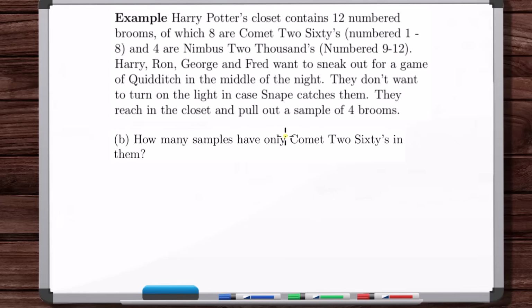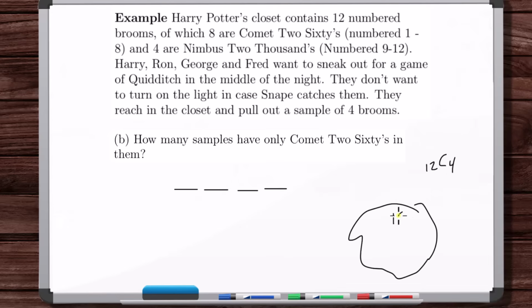How many samples have only Comet 260s in them? So we've got 12 choose 4 as the total number of samples. How many have only Comet 260s? We're choosing from this group of 12, right? And they're saying of all of these 12 choose 4, how many are only these Comet 260s? So the way we can think about this is, it's going to be 8 choose 4 is going to be the answer.